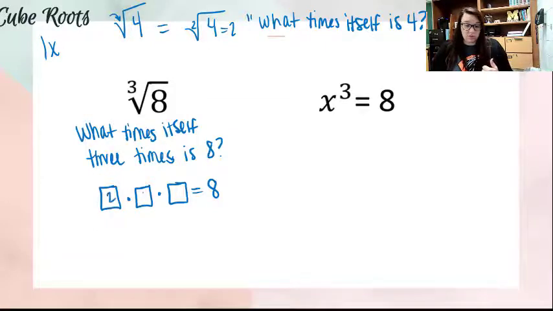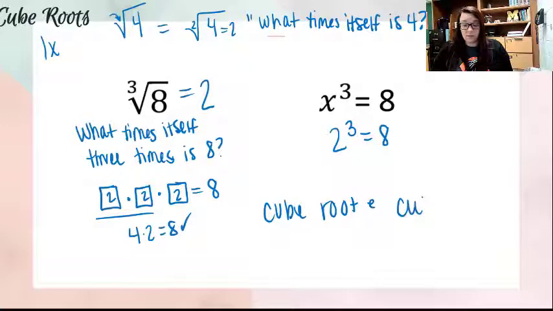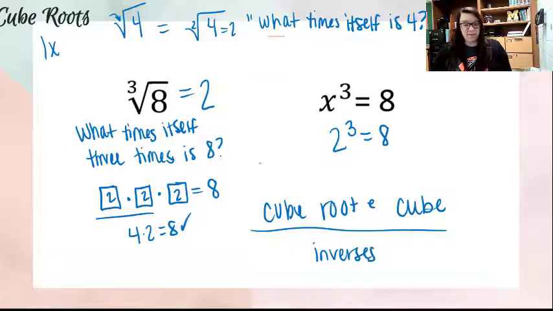Let's try 2. What about 2 times 2 times 2? That would be 4 times 2, or 8. That checks out. So the cube root of 8 is 2. And that works because 2 cubed is 8. These are backwards from each other. These are inverses. So the cube root and cubing something, these are inverses. They undo each other. They flip-flop back and forth.